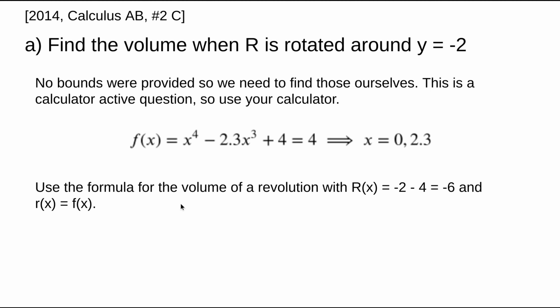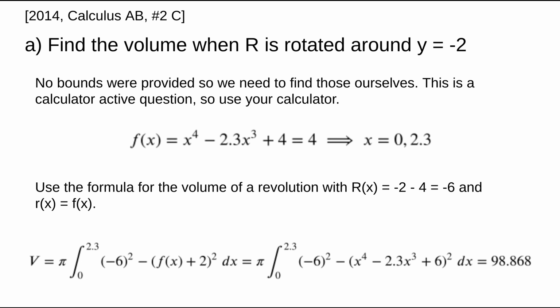And then I have to set up a volume of revolution integral to find the volume of this solid. So the integral would be pi times the integral from 0 to 2.3 of negative 6 squared minus f of x plus 2 squared. All I did was factor out the negative there, dx, which is pi times the integral from 0 to 2.3 of negative 6 squared minus x to the 4th minus 2.3x cubed plus 6 squared dx.